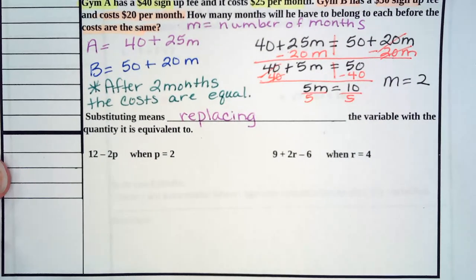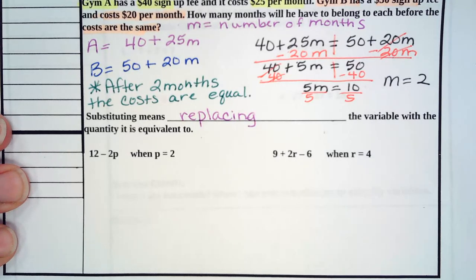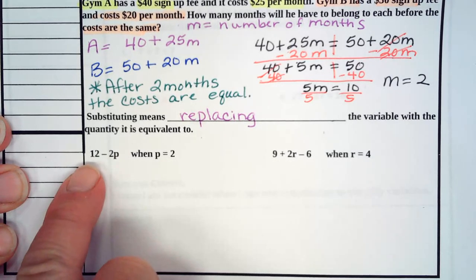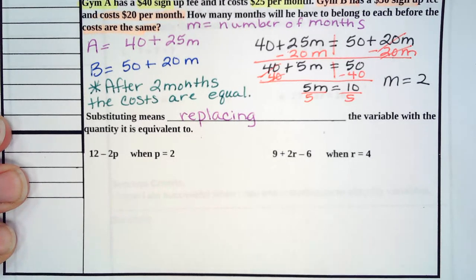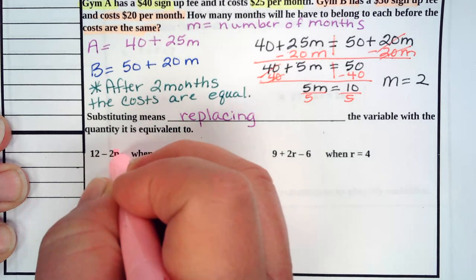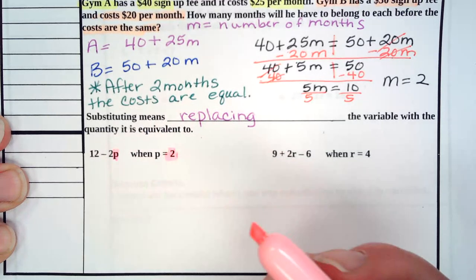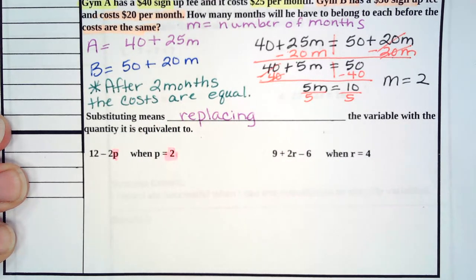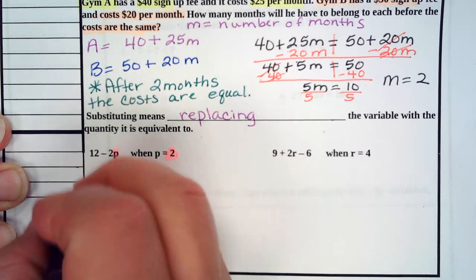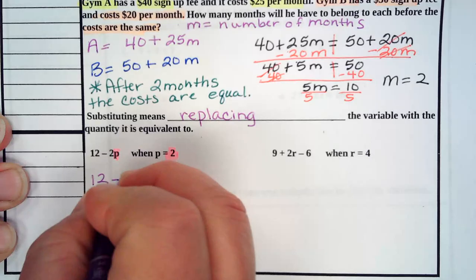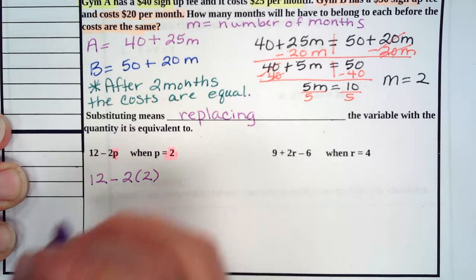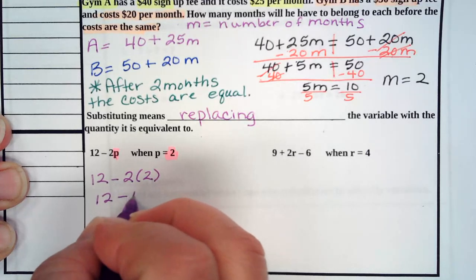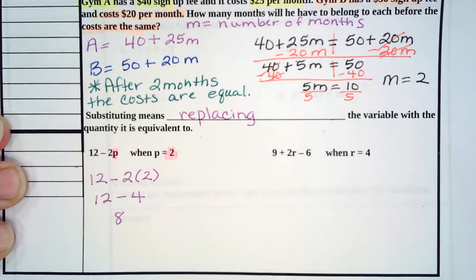Okay, so let's look at the first one. The first expression is 12 minus 2p when p is equal to 2. So here is p, and here's what it is equal to. We're going to substitute in. 12 minus 2 times 2. 12 minus 4, and we end up with 8.